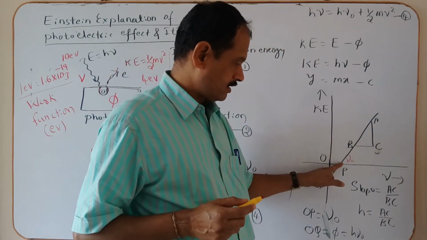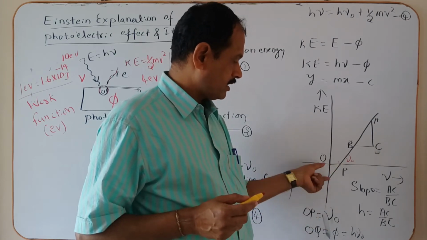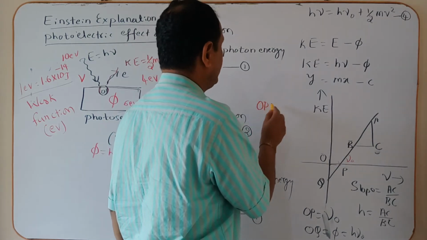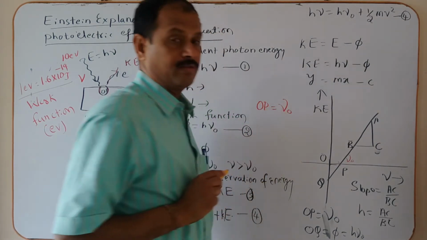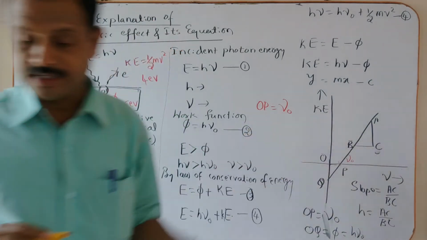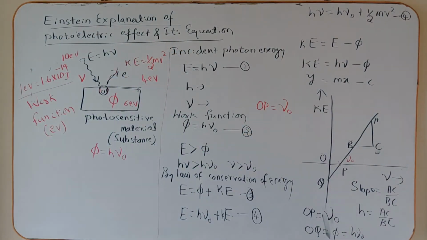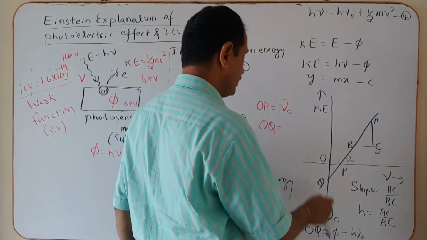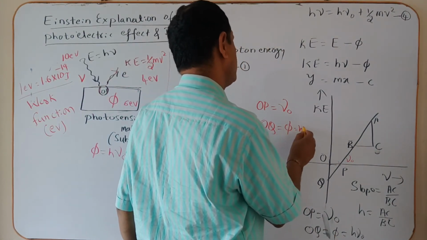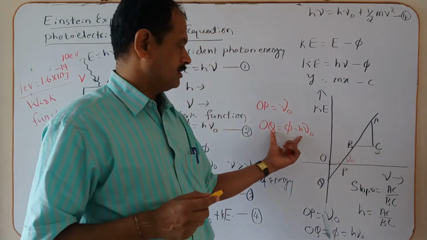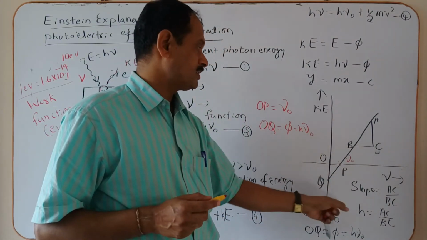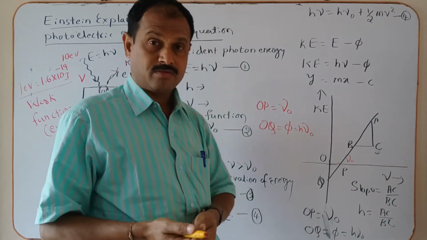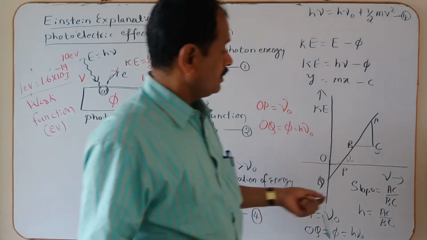The intercept comes here, and if you look at the negative y-axis, the intercept comes here. This OP indicates the threshold frequency. Now OQ indicates the work function, that is h nu naught. With the help of this graph, you get the threshold frequency and you get the work function. Okay, now you take the slope.